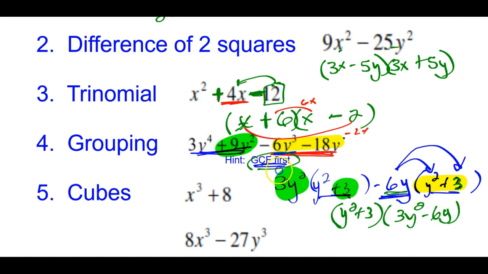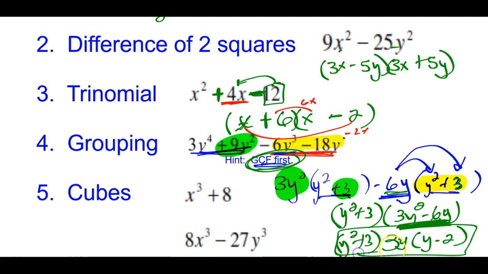And boy, did I not follow the directions, because it said GCF first, but I can do the GCF last. This would have been an easier problem if I had pulled out the GCF, which was what? I didn't follow my own directions. Pull out a 3y, leaving me with y minus 2. So the final answer, and you can multiply these in any order.